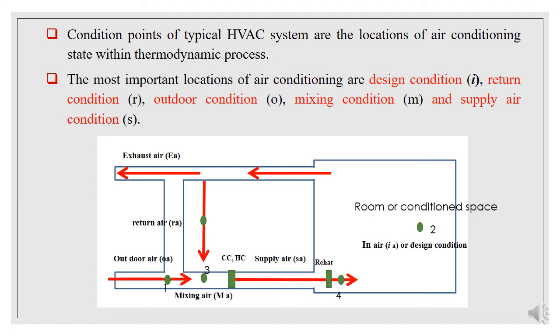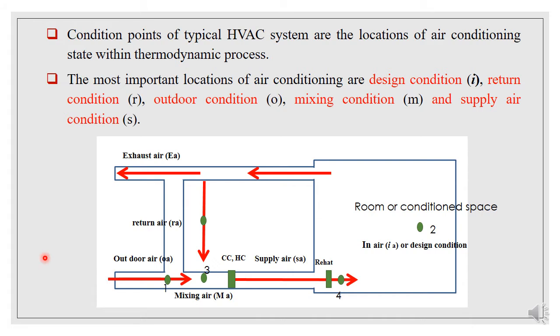The most important locations of air conditioning are design condition, return condition, outdoor condition, mixing condition, and also supply air condition. There are certain conditions that are already known, such as outdoor condition and room condition. Room or return conditions are basically the same, and mixing condition is also known, and the unknown is the supply air condition.